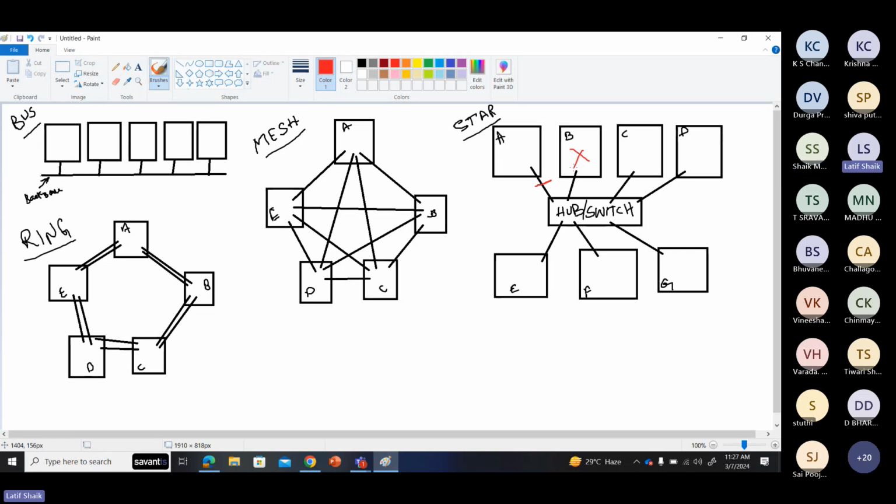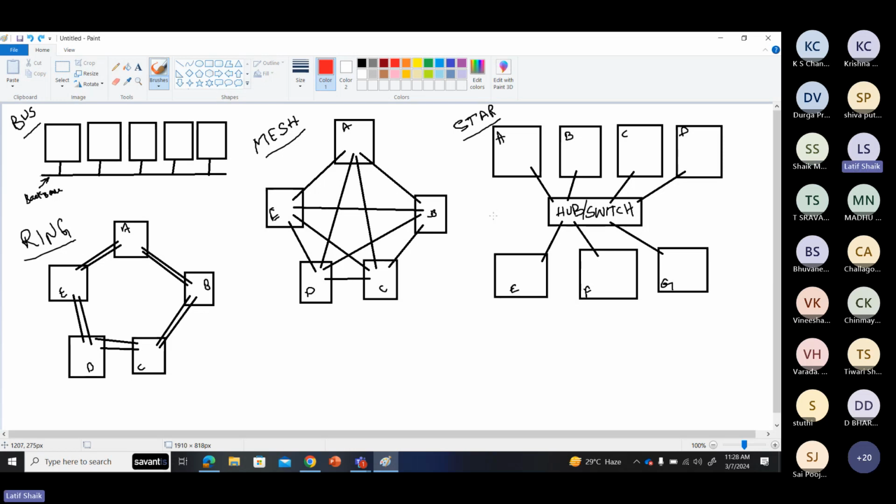Okay. And remember these two points. One is that a single wire is down, or maybe a device is down, only those devices won't communicate to anyone. Remaining communication is going on. But if the centralized device is down, entire communication will stop.